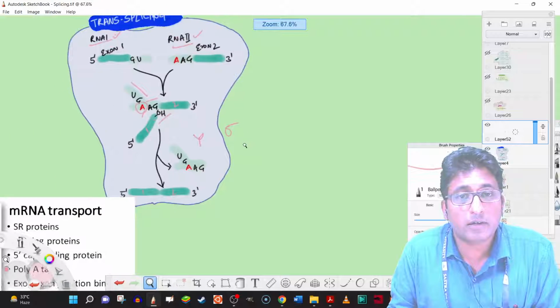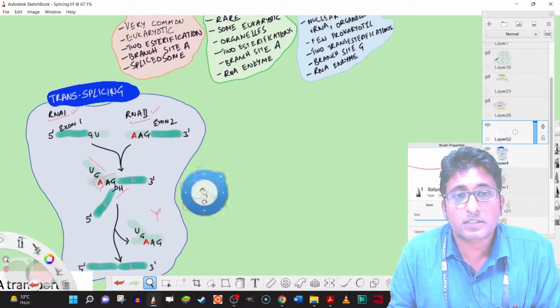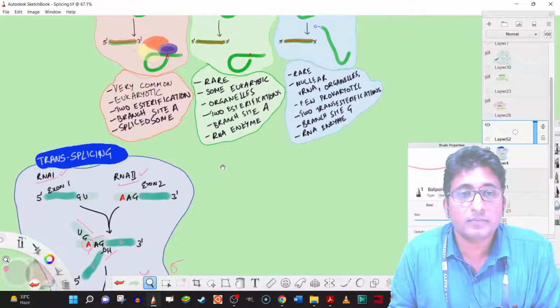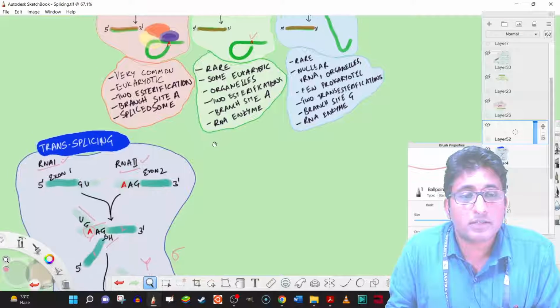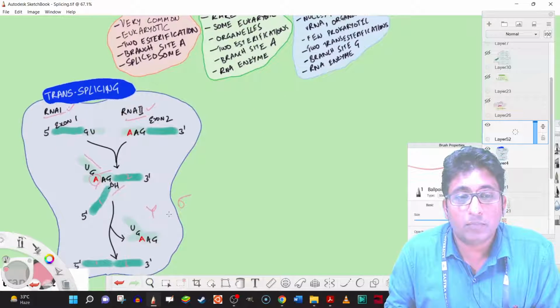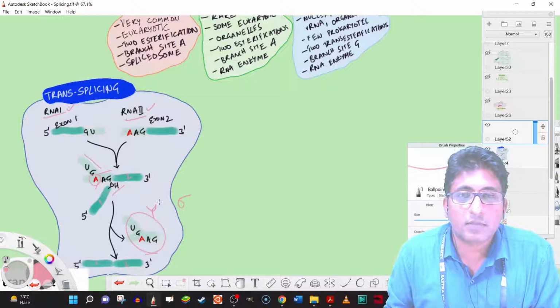I hope you can recollect that in the previous cases we have a lariat product that is formed something like this, whereas in transsplicing we have a product something like this. This is called transsplicing.